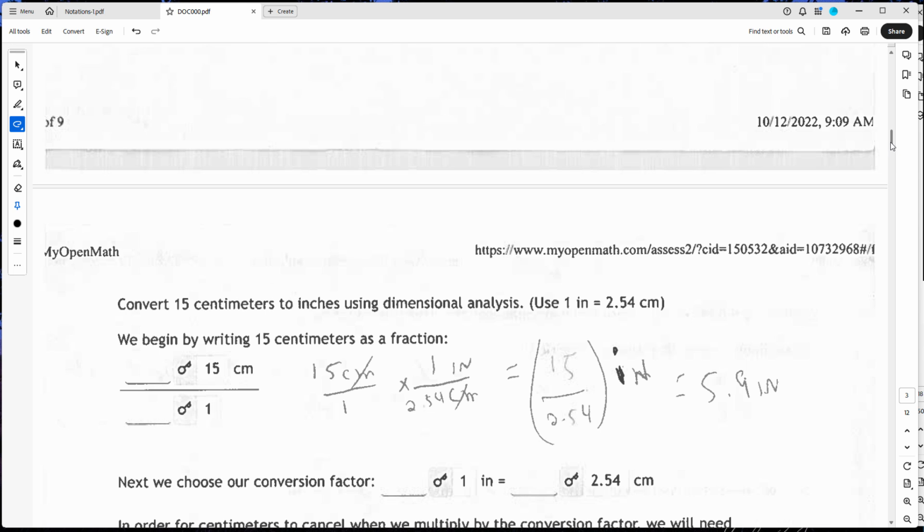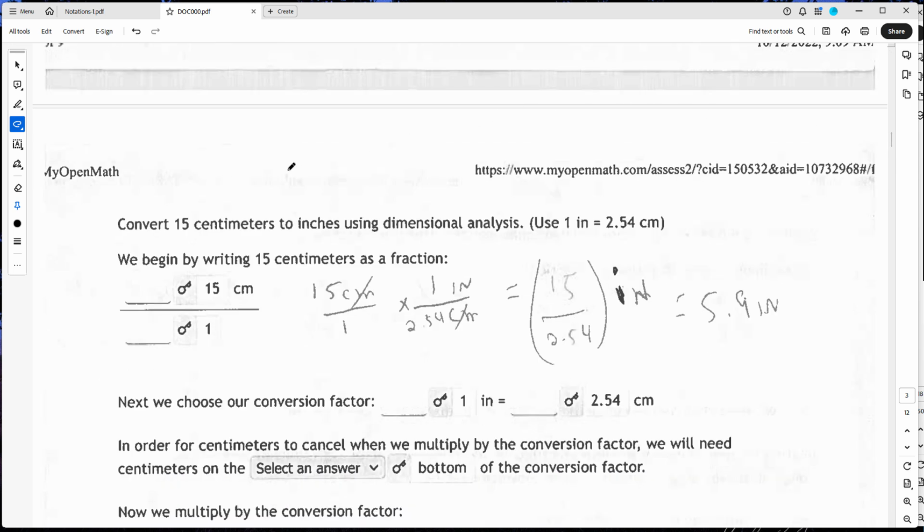This one: convert 15 centimeters to inches. So use the equivalents. 1 inch is 2.54 centimeters. So when I multiply, I want centimeters to cancel out and replace with inches. The relationship is 1 inch is 2.54 centimeters. So centimeters cancel out, and 15 divided by 2.54 inches gives me 5.9 inches.